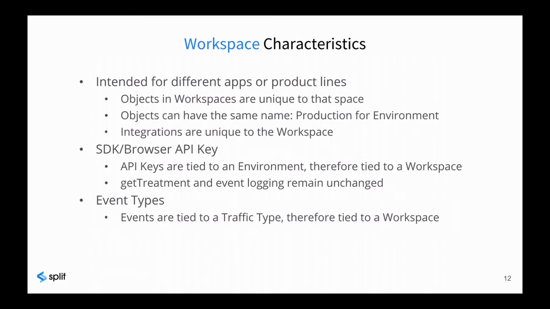So to review the workspace characteristics, they're intended for different apps or product lines. Keep in mind that the objects in workspaces are unique to that space. And they can have the same name, so you could have a production environment in Workspace 1 and a production environment in Workspace 2. And as I showed a moment ago, integrations are unique to the workspace. Because the SDK browser API keys are tied to an environment, they are therefore tied to a workspace, which also means get treatment and event logging remain unchanged. And event types being tied to a traffic type also tie them to a workspace.